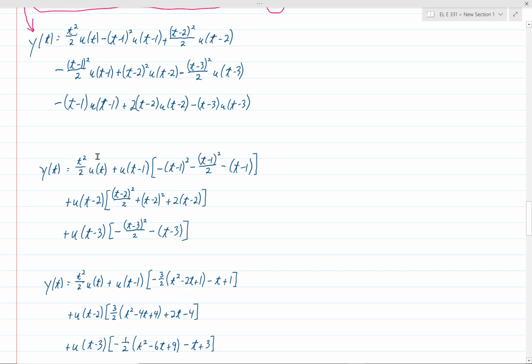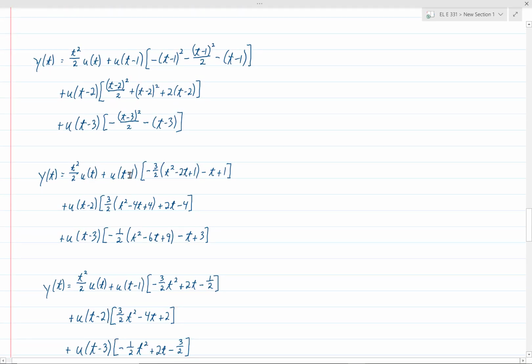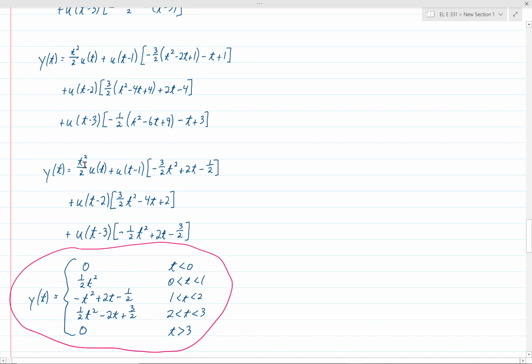together here all the terms multiplying u of t. Here is all the terms multiplying u of t minus 1. Here is all the terms multiplying u of t minus 2. And finally, here is all the terms multiplying u of t minus 3. And then we do the necessary algebra in each case. And we finally come down to this expression right here.